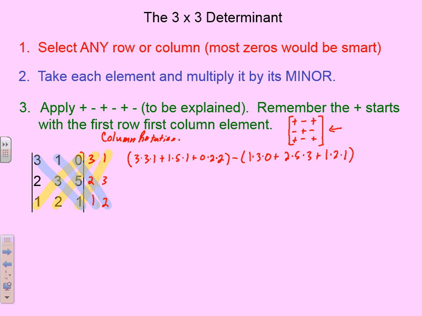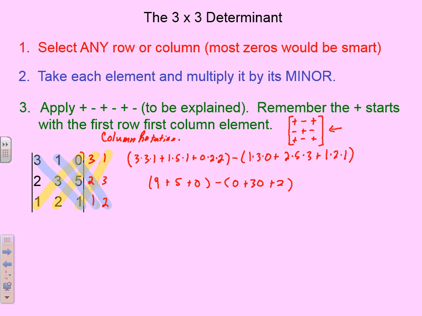So starting at the far left, 3 times 3 times 1 is a 9. 1 times 5 times 1 is a 5. 0 times 2 times 2 is 0. And so we're going to subtract. Now I'm going to simplify the three products of the second parentheses. 1 times 3 times 0 is 0. 2 times 5 times 3 is a 30. And 1 times 2 times 1 is a 2. So again, combine the numbers in the parentheses.